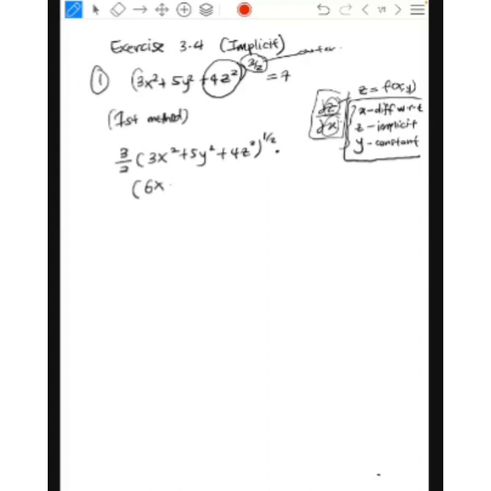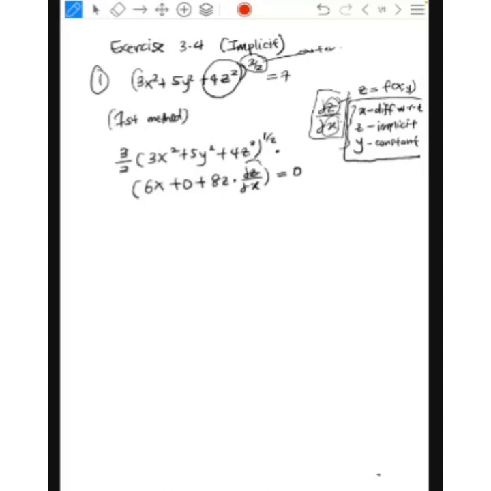So 6x plus 0 plus, okay, this is the implicit part. When you differentiate 4z squared, you get 8z. But the implicit thing is you have to multiply with the differentiation, which is del z del x. Okay, and then equals 0, because differentiate 7 will be 0.